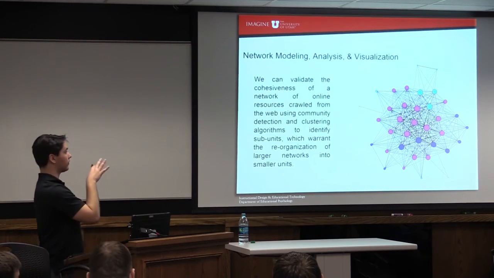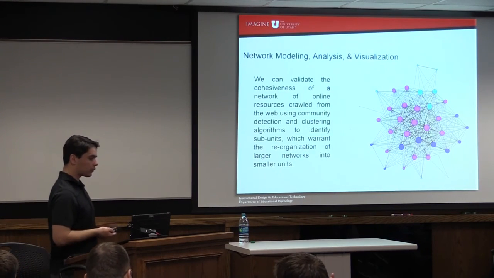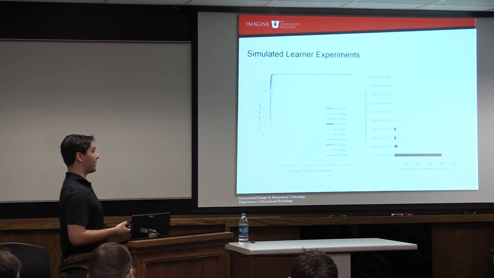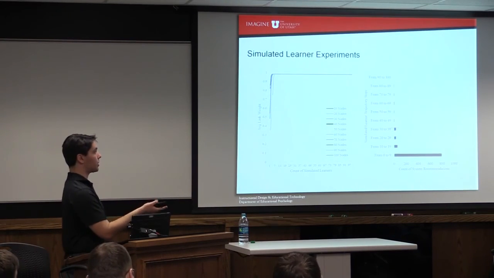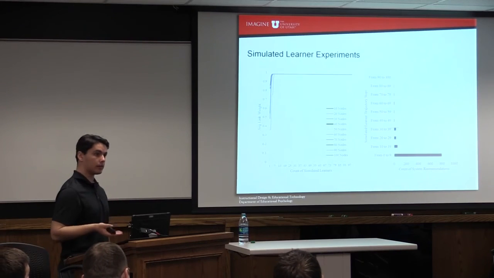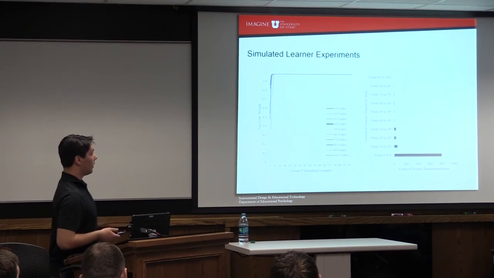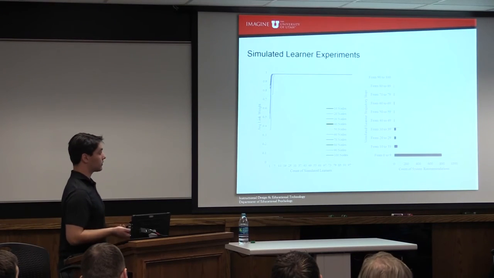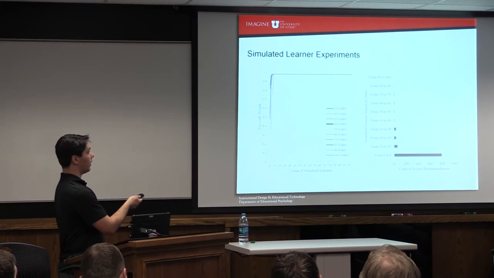Now, using these kinds of representations, these networks of online resources, we can study how different learners might navigate across it and how the system is able to generate recommendations. So we ran simulated learning experiments. In order to do so, we created 10 different networks to start off with, of different sizes, all the way from 10 to 100 nodes.